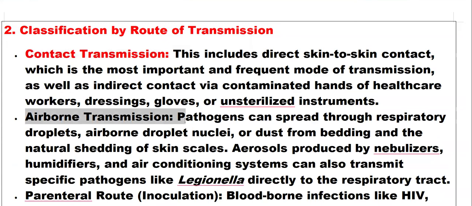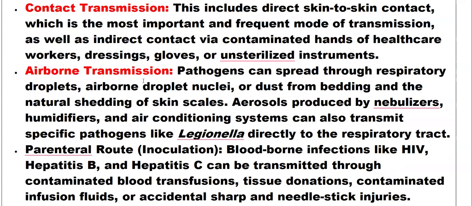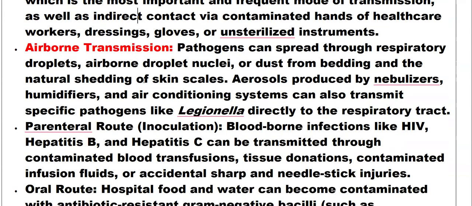Airborne transmission. Pathogens can spread through respiratory droplets, airborne droplet nuclei, or dust from bedding and the natural shedding of skin scales. Aerosols produced by nebulizers, humidifiers, and air conditioning systems can also transmit specific pathogens like Legionella directly to the respiratory tract. Parenteral route, inoculation.